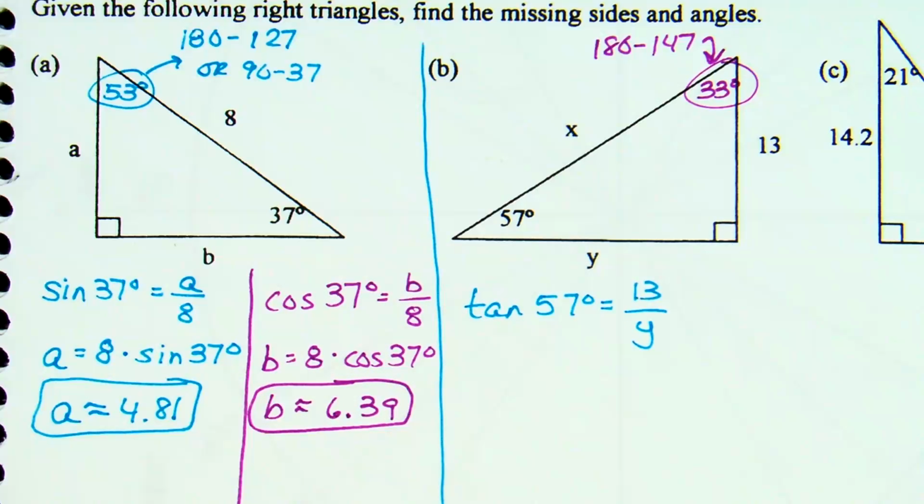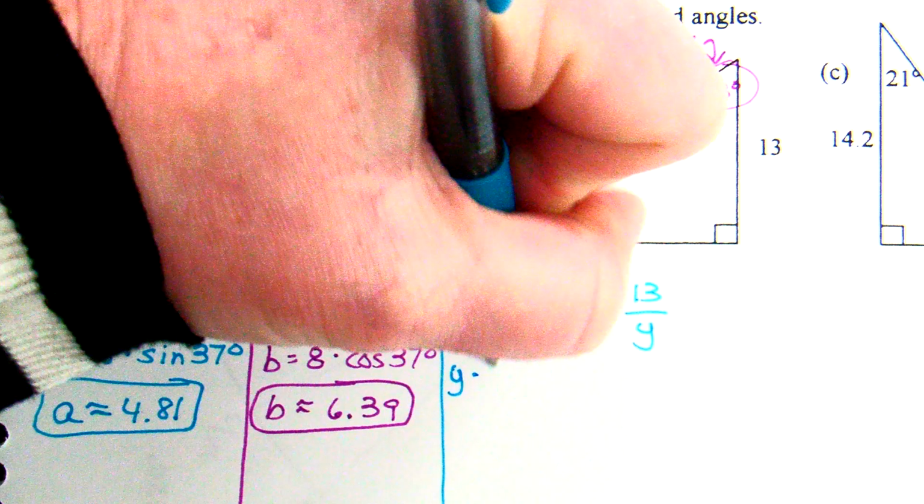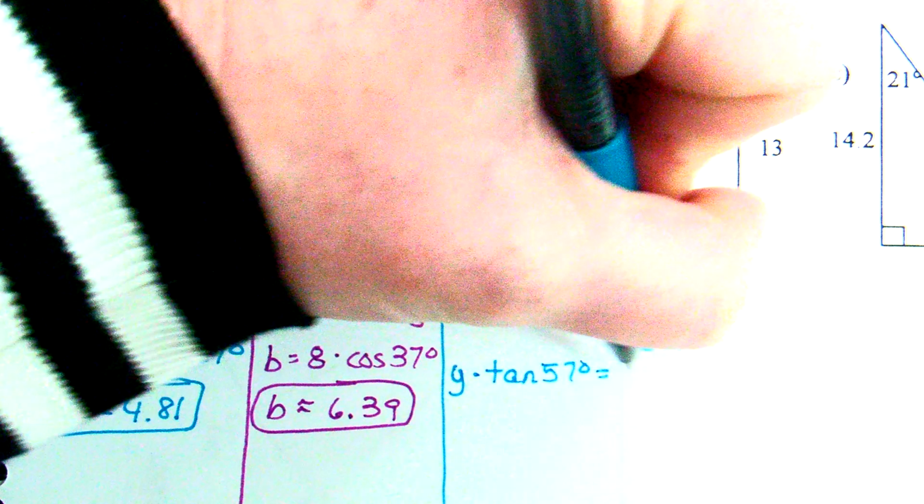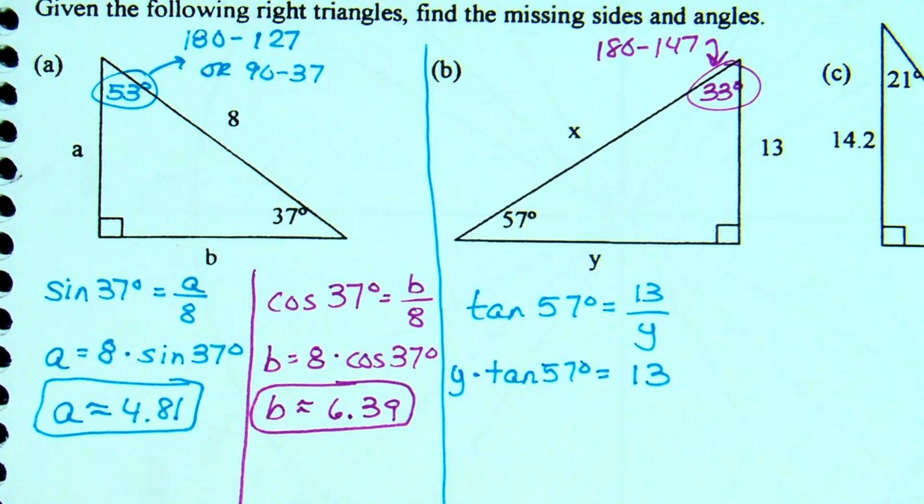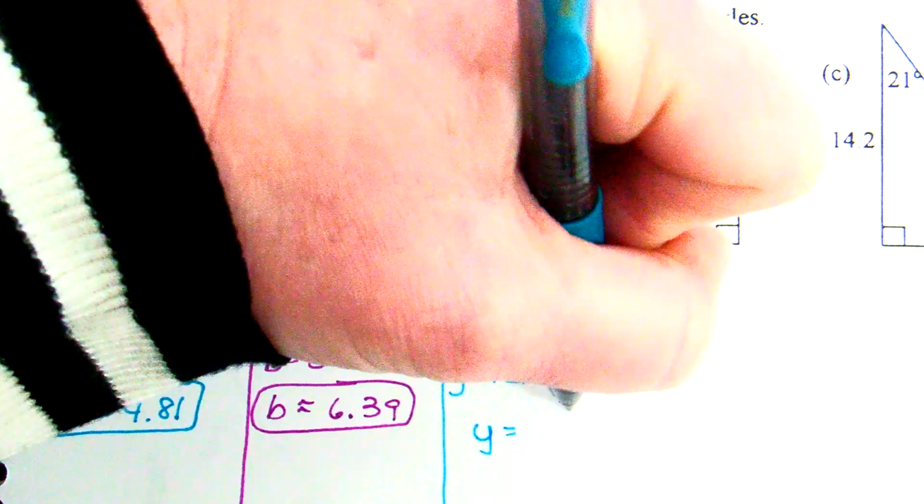And here's the deal. I'll be honest, it's easier when the variable can be in the numerator, but that's not always going to work out for you. So, how do we solve here? To get the y out of the denominator, it's currently divided by y, we need to multiply by y. So I multiply the y to the other side, and then I'm going to have y times the tangent of 57 degrees is equal to 13. And then what do I do to finish it up? Divide by that tangent. So y is 13 divided by the tangent of 57 degrees.